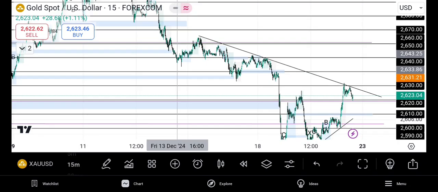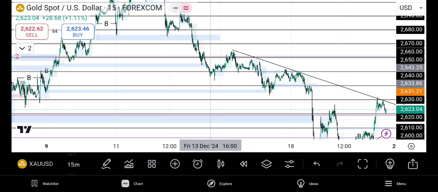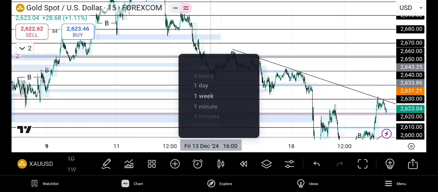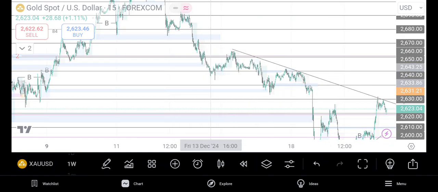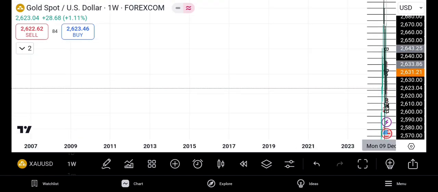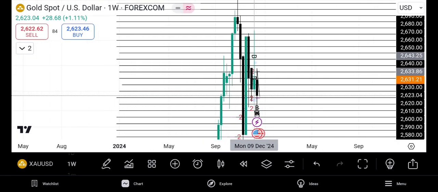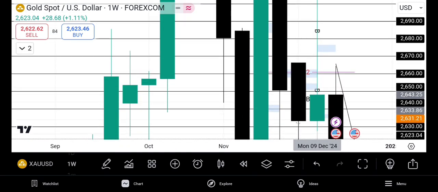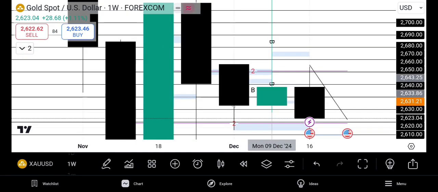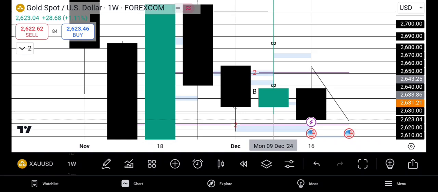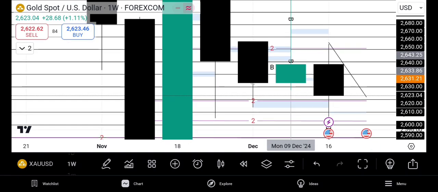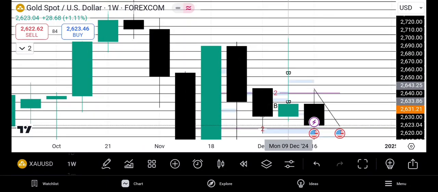From Monday, how was I able to take the trades I took on Monday? First things first, we go to the weekly time frame. Network is a little bit slow. So the weekly time frame. What happened in the weekly? This was this week. This was the week before. So the week before, this was what happened.